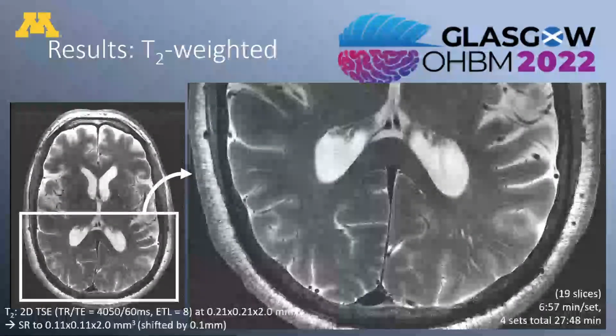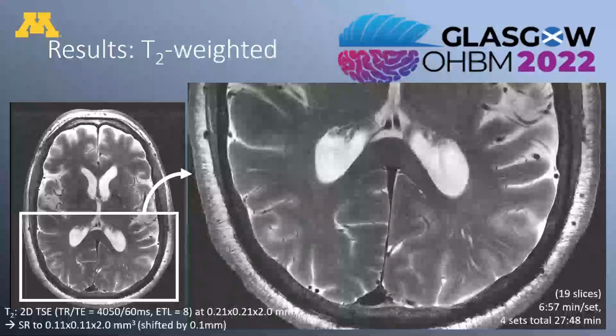With the T2, I tried to push the resolution all the way. I acquired at 0.21 by 0.21, and then did SR to 0.1. With really high resolution, you start to see a lot of details, which was interesting. Each one is about 7 minutes, so with 4 sets total, it's a little less than half an hour. It is still a long time, because with high resolution you just need longer time.